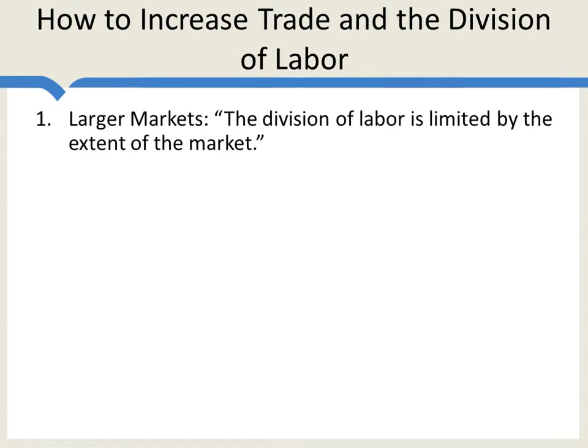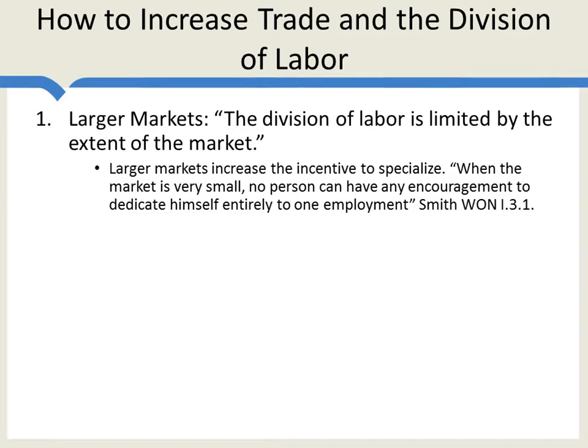So how does one increase trade and the division of labor to get advantage of those productivity improvements? First, larger markets, or as Smith put it, the division of labor is limited by the extent of the market. Large markets increase, for example, the incentive to specialize.